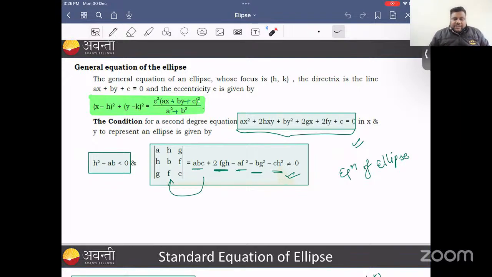ABC plus 2FGH minus AF square minus BG square minus CH square is not equal to 0. Got it? So this is the general equation of an ellipse.